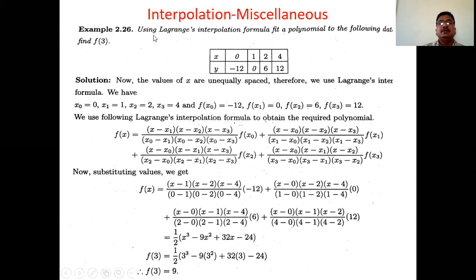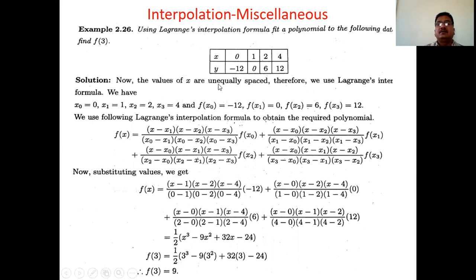What is the problem? Using Lagrange's interpolation formula, fit a polynomial to the data and find f3. Then find f3 by using that polynomial. So first we have to fit the polynomial to this data. That is, we have to find the function value of y or fx, such that if we substitute x as 0 in that polynomial, we get the answer minus 12. Similarly, if we substitute x is equal to 1, then we get the answer 0. So we have to find such a polynomial that fits this data.